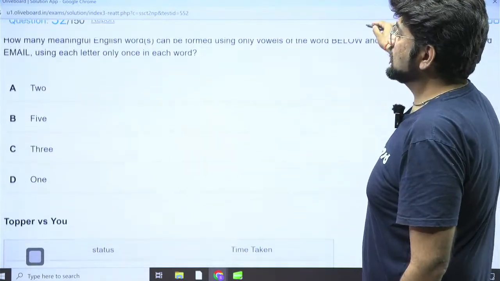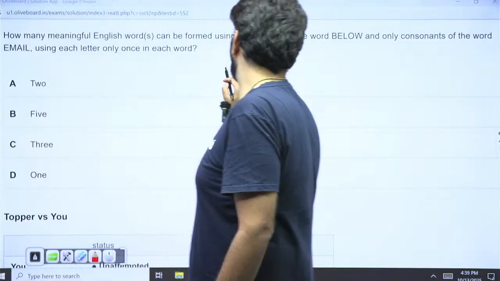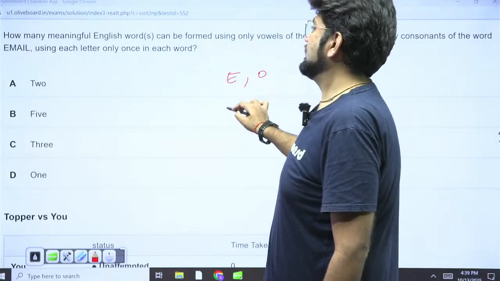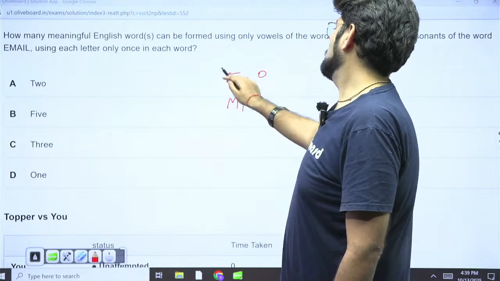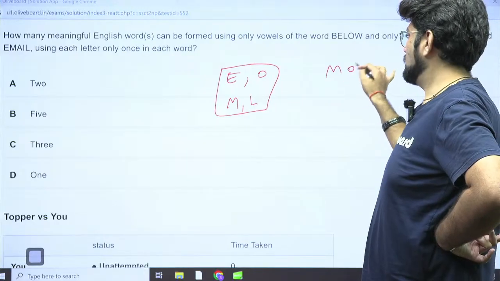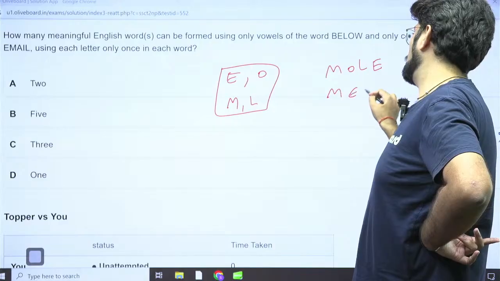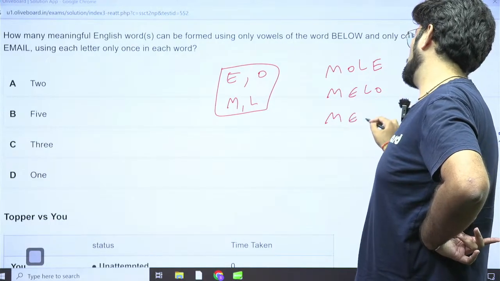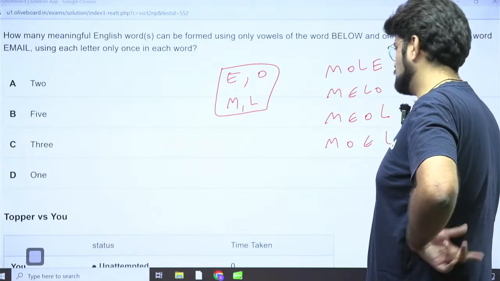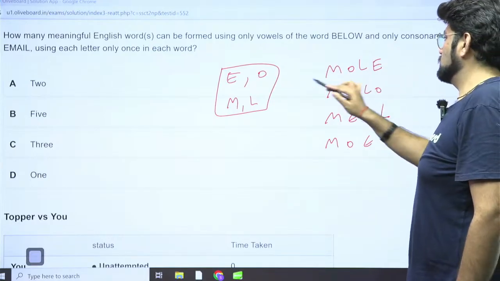How many meaningful words can be formed using only vowels and only consonants of the word BELOW? Below. Only vowels means E and O. And only consonants means B, L. Okay. So from the vocabulary, we can find one word which is bole, B-O-L-E. What else? With B only, if I make other combinations, B-E-L-O, not a word. B-E-O-L, not a word. B-O-E-L, not a word. And two consecutive consonants is not going to help. So that's it. So this is one word.